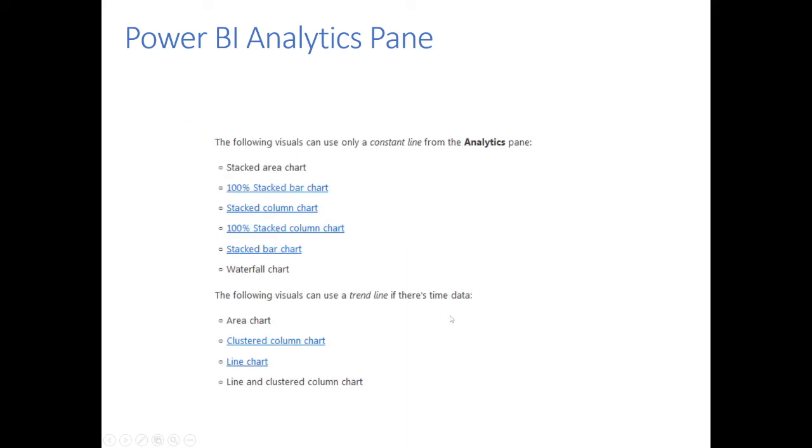The following visuals can use only a constant line from the Analytics pane: the stacked area chart, 100% stacked bar chart, stacked column chart, 100% stacked column chart, stacked bar chart, and waterfall chart. The following visuals can use a trend line if there's time data: area chart, clustered column chart, and line and clustered column chart.